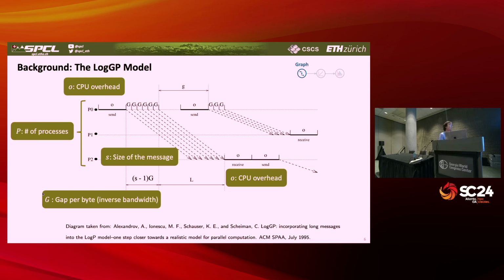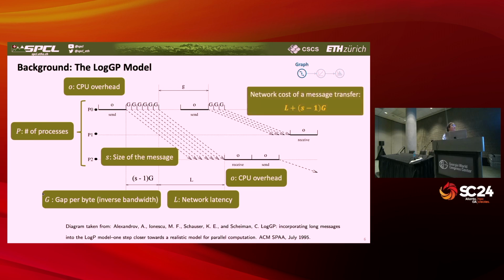And we have G, which is the gap per byte, and you can also treat it as the inverse bandwidth. When we multiply them together, (s minus 1) times G, that gives us the bandwidth cost of sending a message. On the other hand, we also have latency, which is represented by the letter L. This is quite important because this is what the work is going to be focusing on. So the total cost of transmitting a message in the network can be represented by this expression: L plus (s minus 1) times G.